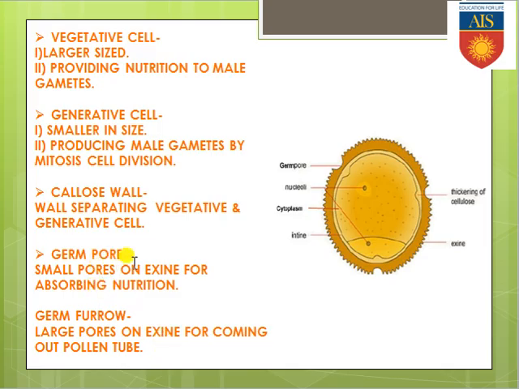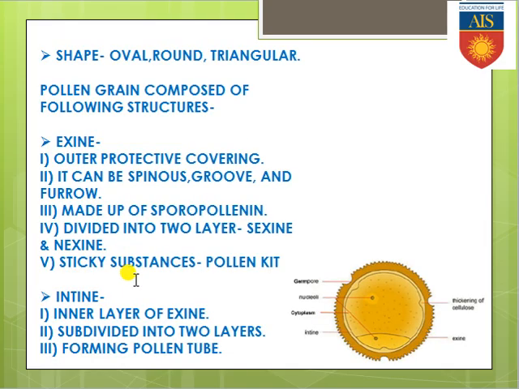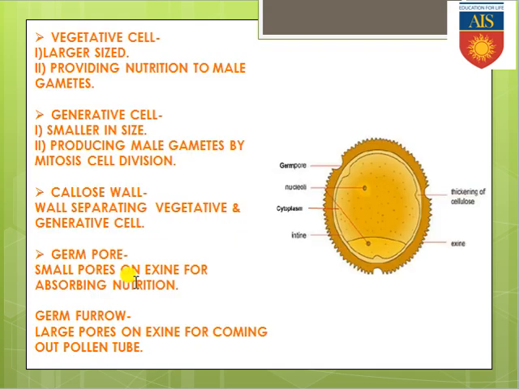So these are the overall structural features we have studied: exine, intine, then the vegetative and generative cells present in the cytoplasm, and the callose wall, germ pore and germ furrow. These are the overall structures present within the pollen grain.